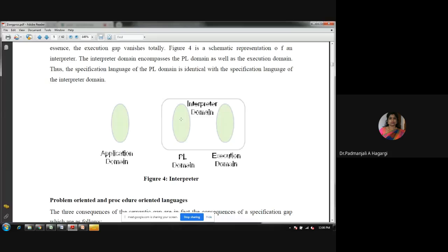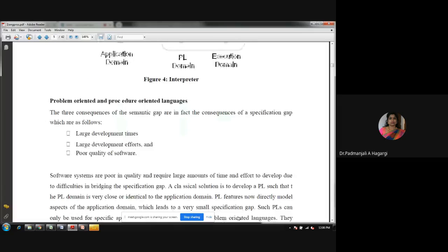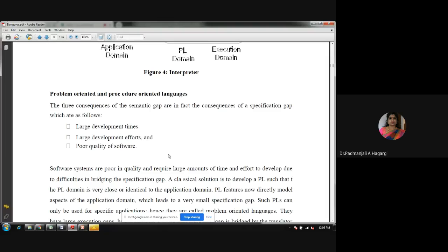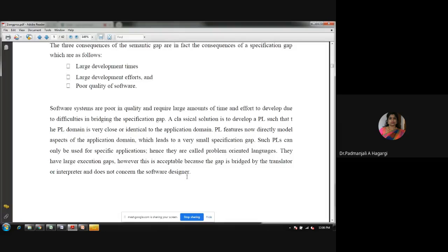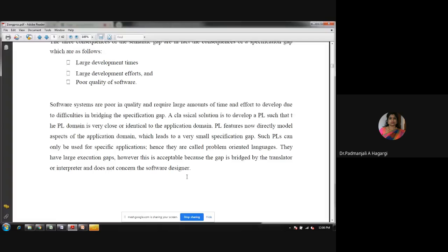The programming language domain and execution language domain bridge the gap between the execution and the application domain. Who are the problem oriented and procedure oriented? They consume a large amount of time and take a lot of effort, and they have very poor quality, like structures.